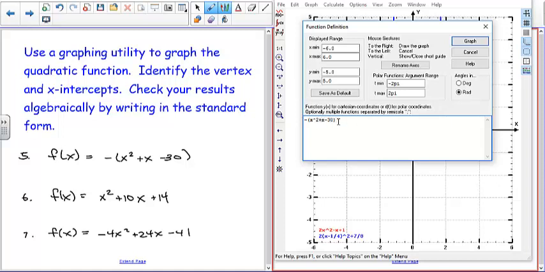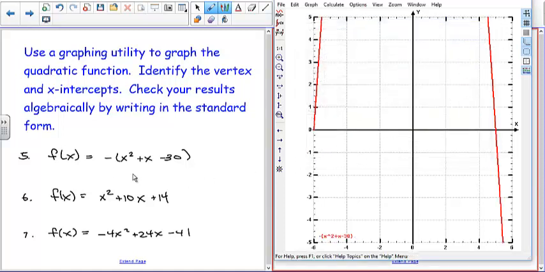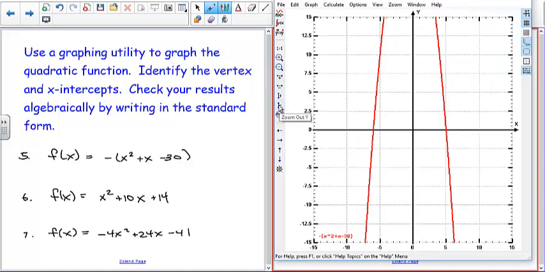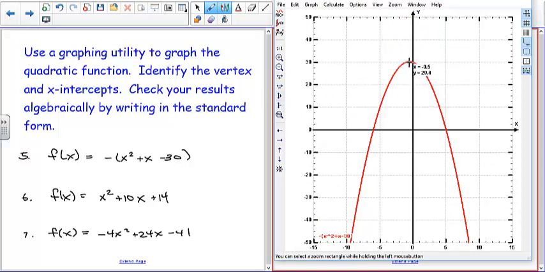Now because of this negative 30, it's going to be way off the chart, so I'm just going to zoom out so you can see it. And the negative means it's going to be pointing downward. So you can see here's the vertex. Looks like the vertex is at y equals negative 30 and x equals something like a half. You've got x-intercepts at, looks like about -6 and about +5 approximately.